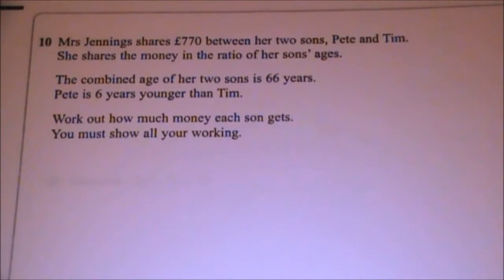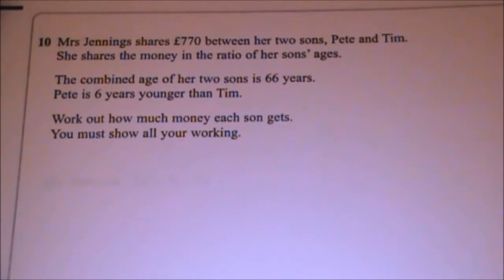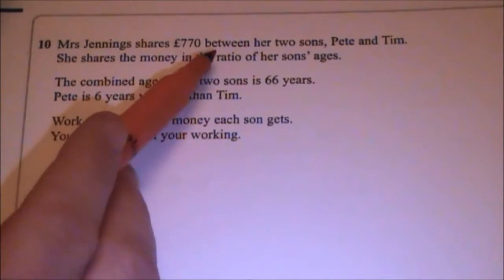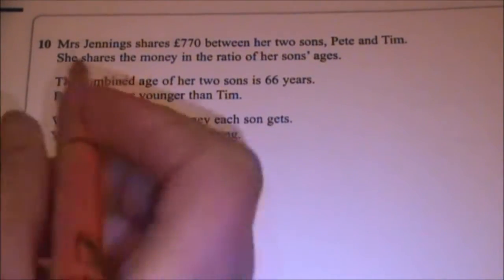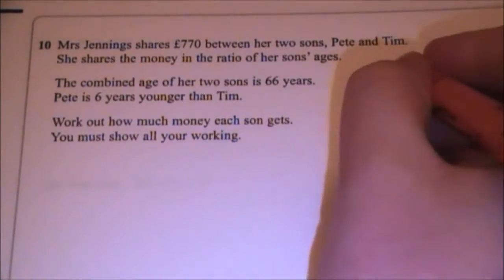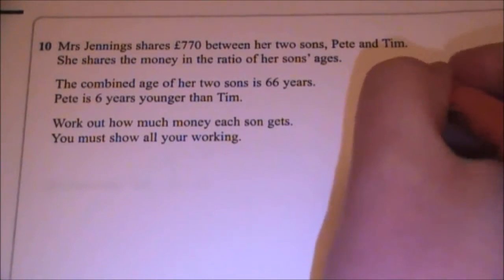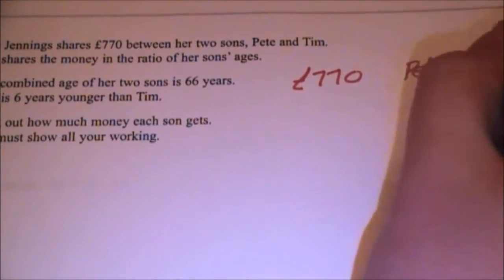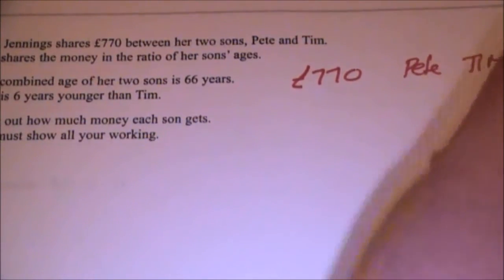Question 10 is a ratio question, but it's not a straightforward ratio question. It does have potential to get you a little bit knotted up. So you've got to be careful about how we set this out. Mrs. Jennings shares £770 between her 2 sons, Pete and Tim. First of all, I'm going to write this out. 770, and it's going to go between Pete and Tim.